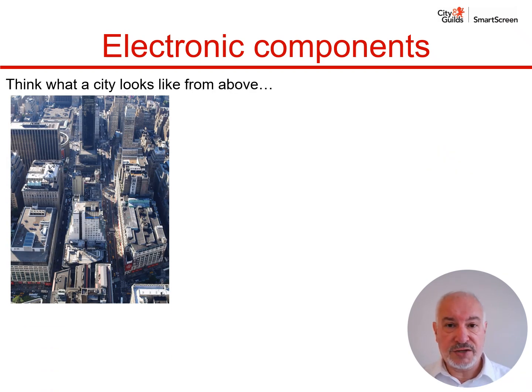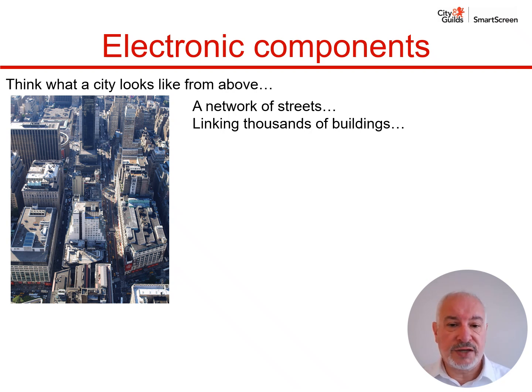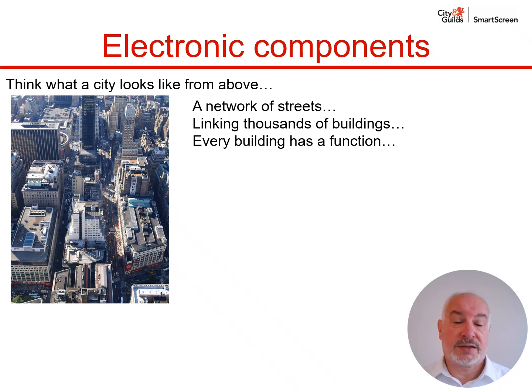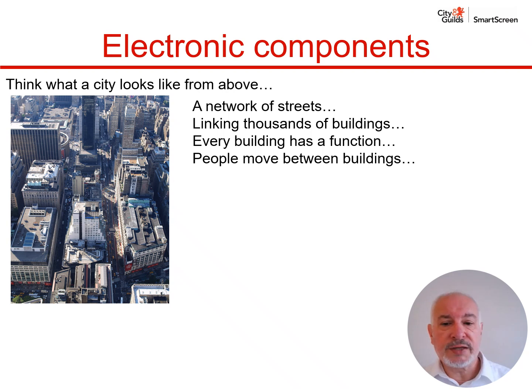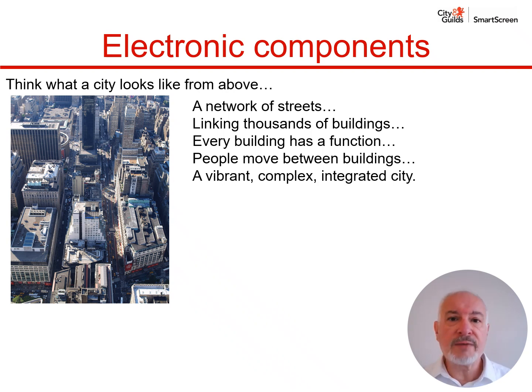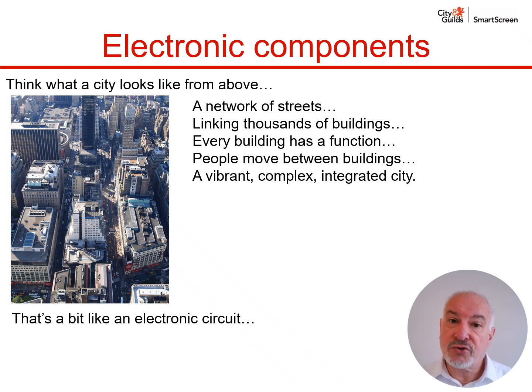So here's a picture of a city just to help us imagine the city, and it consists of a network of streets, and all these streets are linking thousands and thousands of buildings, and every building has a function. So they're not all the same function. There's libraries and banks and homes and factories and all sorts of different functions. And people moving between the buildings, driving around in cars between the buildings and getting out and going in and out of different buildings. And the whole thing is just a vibrant, complex, integrated city. And that's a bit like an electronic circuit.